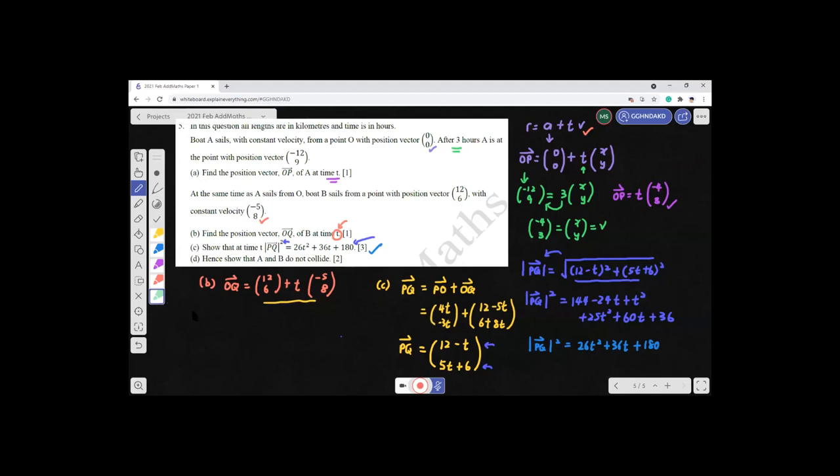So for part D, when the question says hence, this is a keyword. When they say hence, it means you need to use the answer from all the previous answers to get the answer. So, hence show that A and B do not collide, meaning to say, does the OP here and here collide or not? To prove that they do not collide, how should I do it? What does collide actually mean?